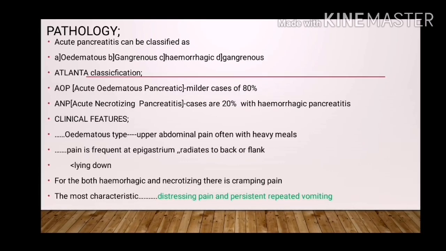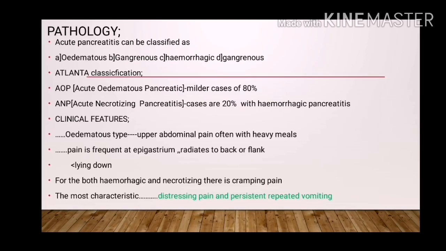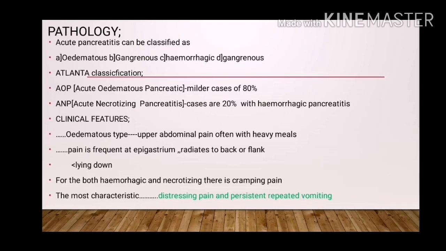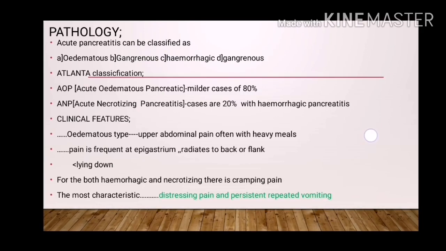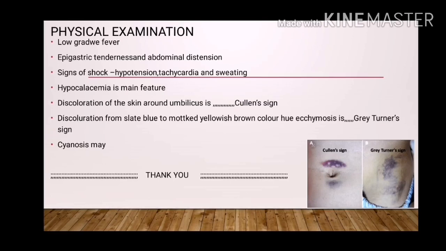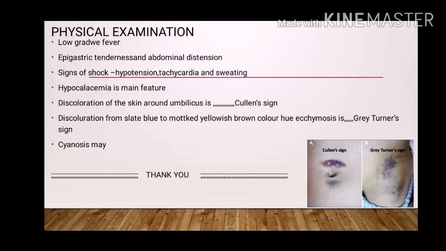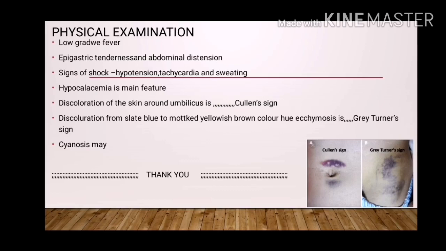This is very important. Clinical features: pain frequently at the epigastrium, radiating to the back or flank, aggravated by lying down. For both hemorrhagic and necrotic types, there is a cramping pain. The most characteristic feature is distressing, persistent, repeated vomiting. Physical examination: low grade fever, epigastric tenderness and abdominal distension, signs of shock, hypotension, tachycardia, sweating. Hypocalcemia is the main feature of this pancreatitis.